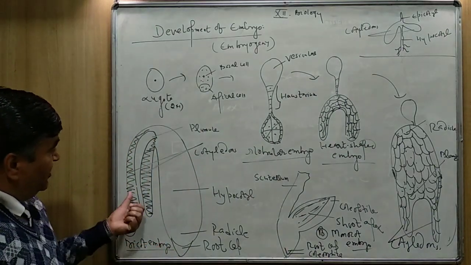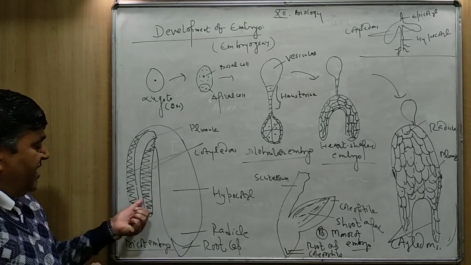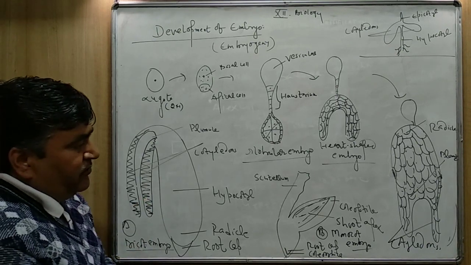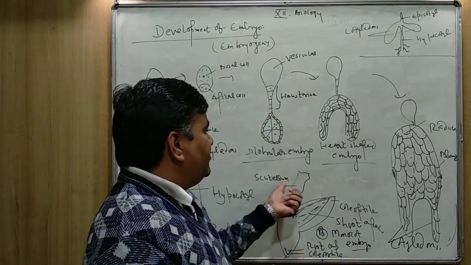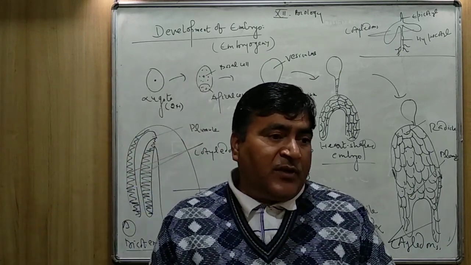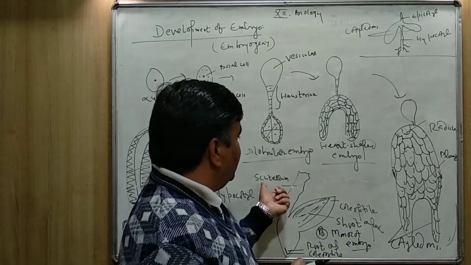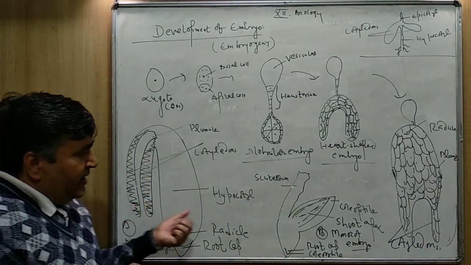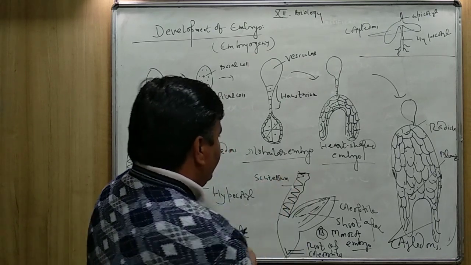In dicot embryo, cot means cotyledons. In dicot embryo, two cotyledons are there, while in monocot embryo there is a single cotyledon, and that single cotyledon is known as scutellum. Sometimes there may be a question: what is the name of the cotyledon present in the monocot embryo? This is called scutellum. So in dicot, two cotyledons are there. In monocot, a single cotyledon is there, and it is known as scutellum.